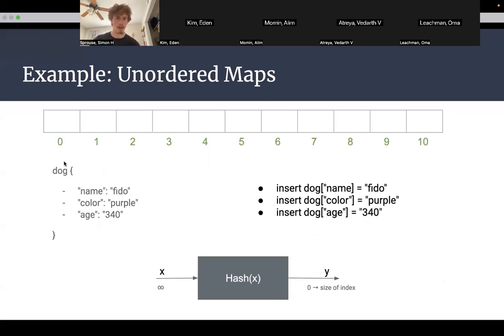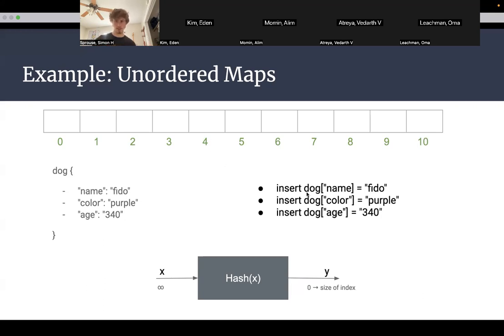So here's a little example. It looks like we are trying to use a hash map to represent a dog. And so the dog is going to have certain characteristics. It's going to have a name, a color, and an age. And a good hash function is going to take these things and then randomly assign them to hopefully different places in the list, right?